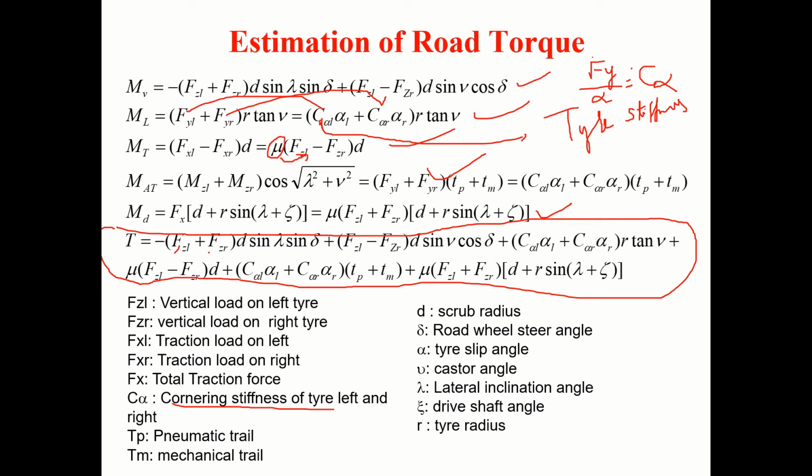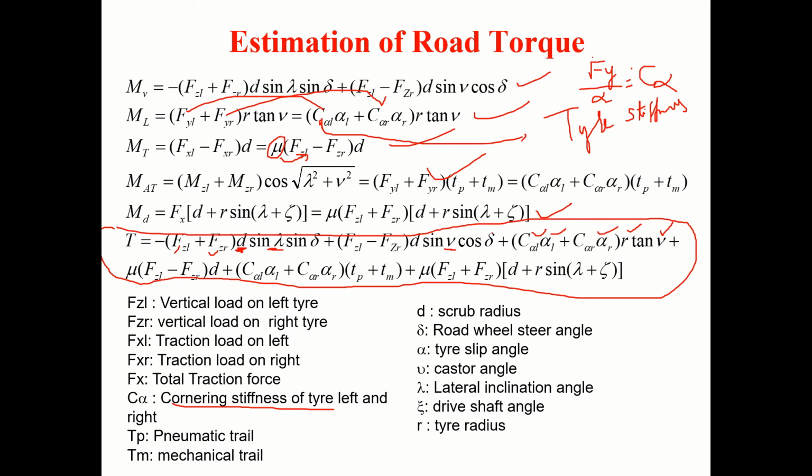Depending on the conditions, this will vary. For a given vehicle D is fixed, lambda is known, vertical loads vary, caster angle, then wheel cornering stiffness we know, angles we know, tie radius you know, mu, that is your caster angle. So all these values are known.